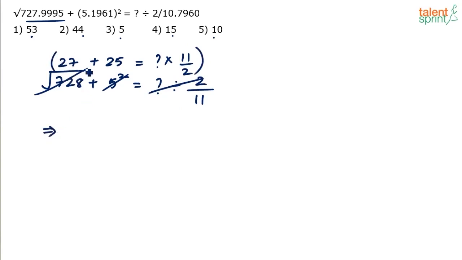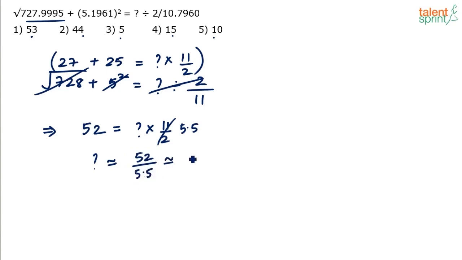So what do we have now? 27 plus 25 is 52. 52 equals question mark into 11 by 2, and 11 by 2 you know is 5.5. Now 52 by 5.5, right? Approximate value of question mark is 52 by 5.5. If I take it as 55, 55 by 5.5 is 10. Or if you consider 5.5 as 5.2, approximately it is close to 10, right? Somewhere around 10. Now look at the options.